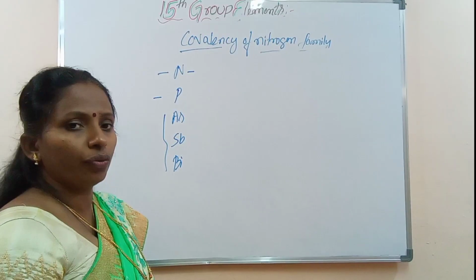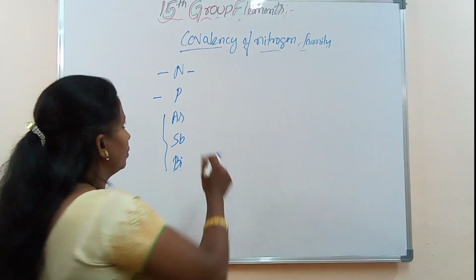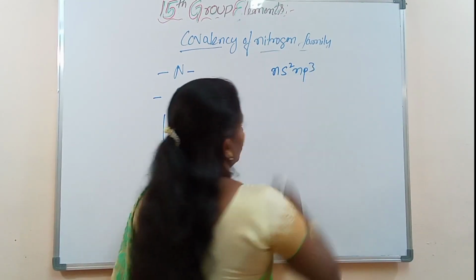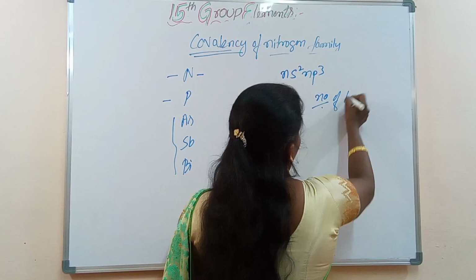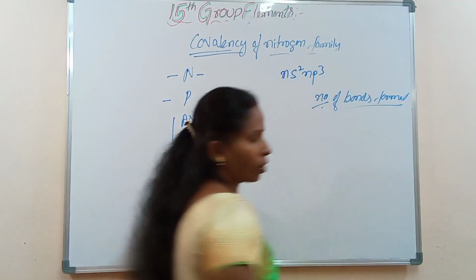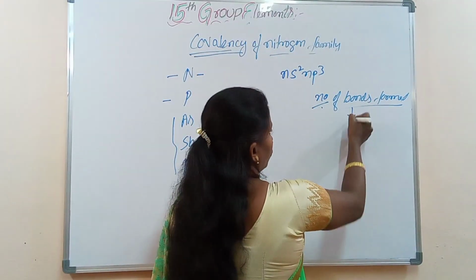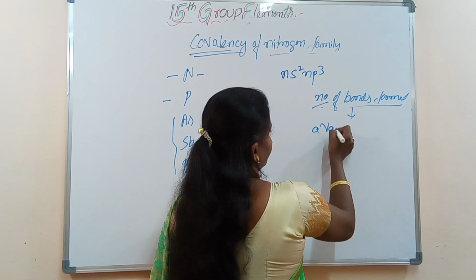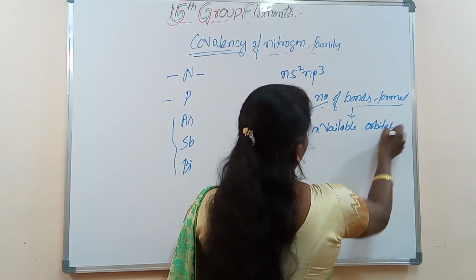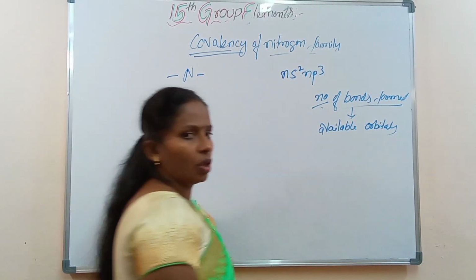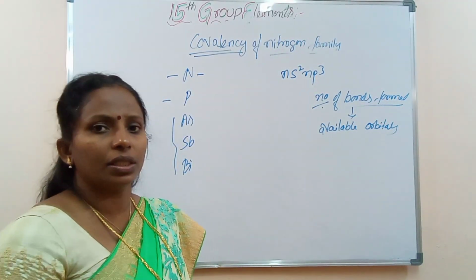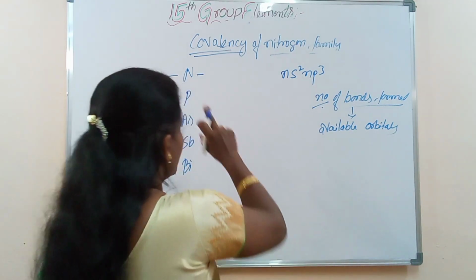Okay. Covalency of the nitrogen family. Here the general electronic configuration is ns2 np3. The number of bonds formed depends on the number of available orbitals surrounding the central atom. So how many orbitals are available surrounding the central atom, and depending on that, that many bonds are going to form. That is covalency.